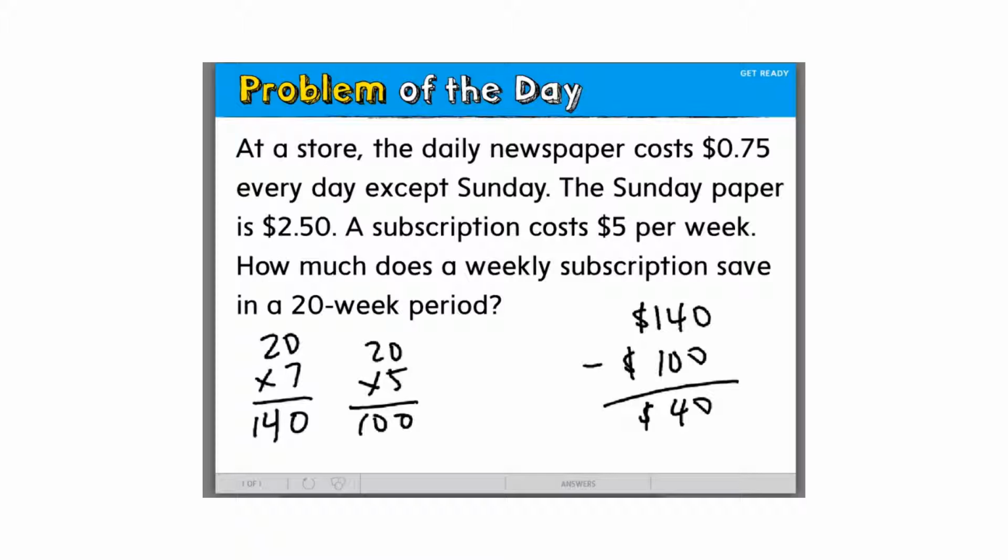So if you found the savings for 1 week, which is $2, and multiplied that by the 20-week time period, you would have gotten $40 as well. You could have gone a couple of different routes on that one and still got the same answer.